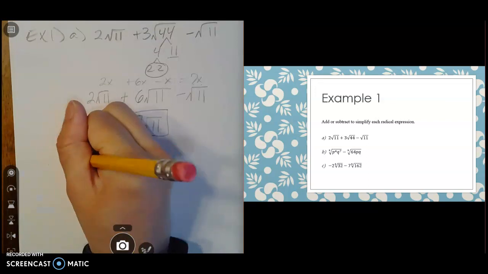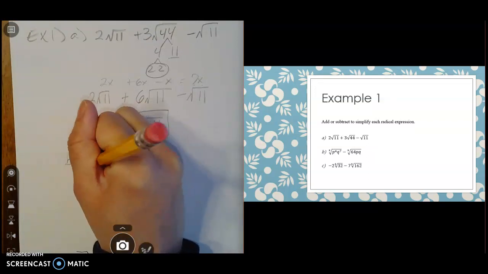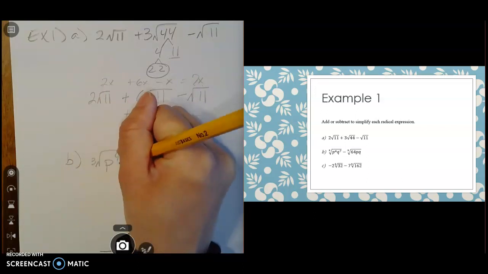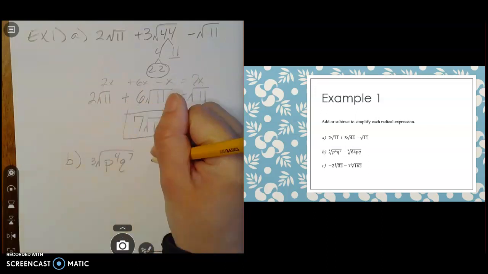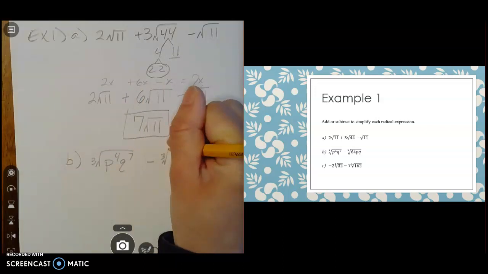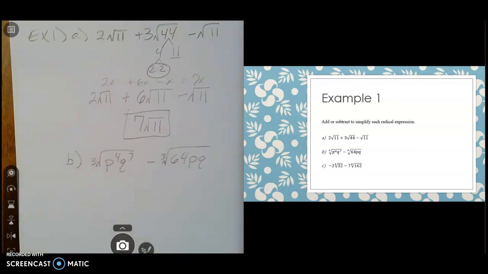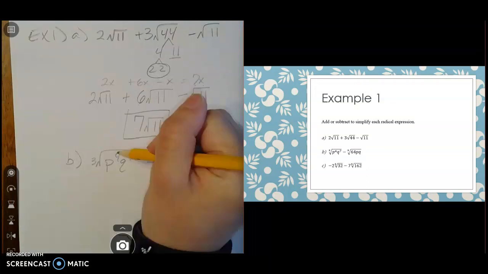In part B, I have the cube root of p to the 4th q to the 7th minus the cube root of 64pq. Right now, neither one are the same, are they? They're not like radicals, but both of them can be simplified. So the p to the 4th, q to the 7th.